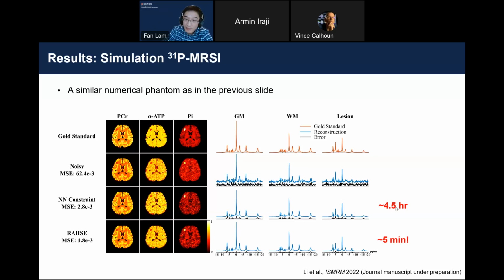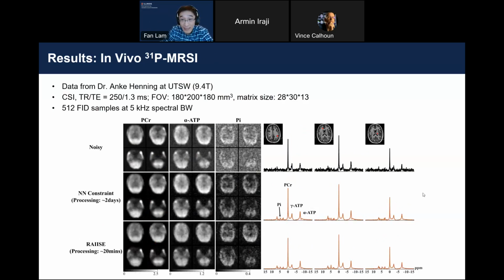But most importantly, if you look at the computation time, we are accelerating the processing by almost 100-fold. So you can achieve even slightly better performance with higher computational efficiency. So this can become more practical for analyzing in vivo data. And we tried this on some in vivo phosphorus data acquired by Dr. Anke Henning from UT Southwestern Medical Center.